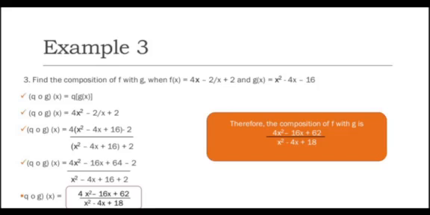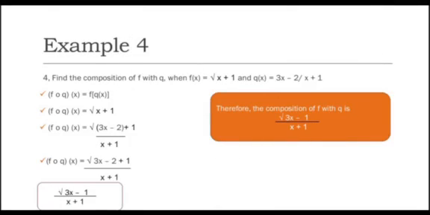Add or subtract like terms in the equation. Our final answer would be 4x squared minus 16x plus 62 over x squared minus 4x plus 18. Therefore, the composition of f with g is 4x squared minus 16x plus 62 over x squared minus 4x plus 18.